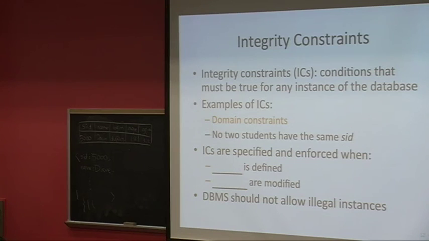So, when will integrity constraints be specified and enforced? They are specified when the schema is defined, just like when we are creating the table. And when will they be enforced? That will be when the relations are modified. So when we are inserting values into the table, that's when the relations are modified, and the integrity constraints will also be enforced. So the database management system should not allow illegal instances.